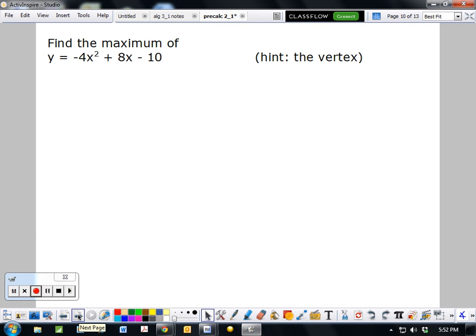Okay, so now we're going to go into a new type of problem where we're trying to find the maximum of y equals negative 4x squared plus 8x minus 10. Now, our first hint is to find the vertex. And why would I know the maximum is the vertex? Because since this is a negative 4 right here, I know that my parabola is going to open down. So if I'm trying to find the maximum point, my vertex should be that very max top. So I'm going to go ahead and write this in vertex form, which means I need to factor out that negative 4.